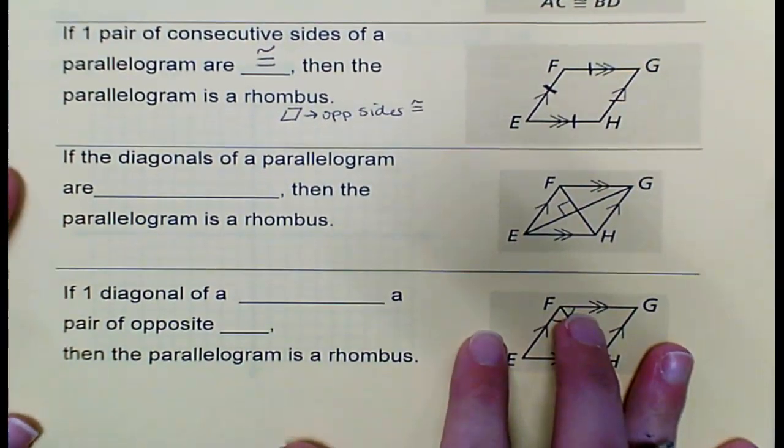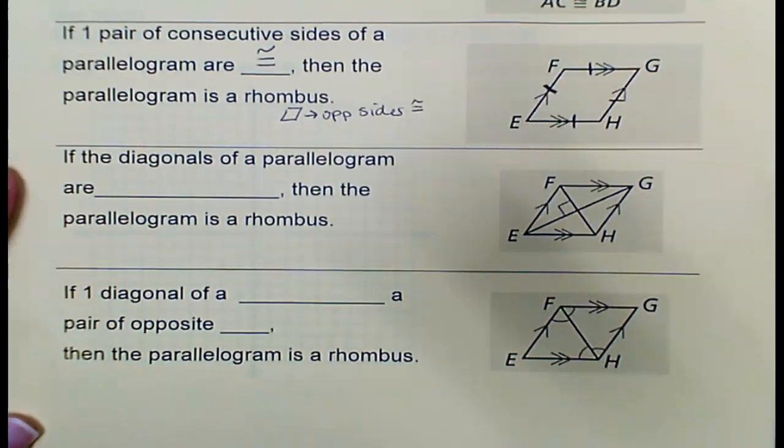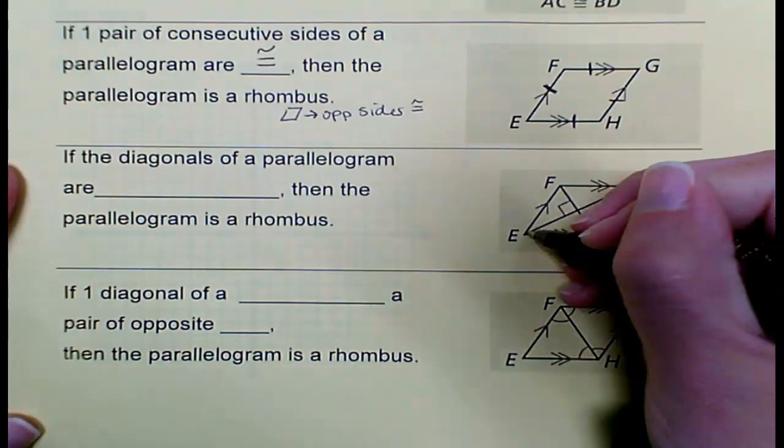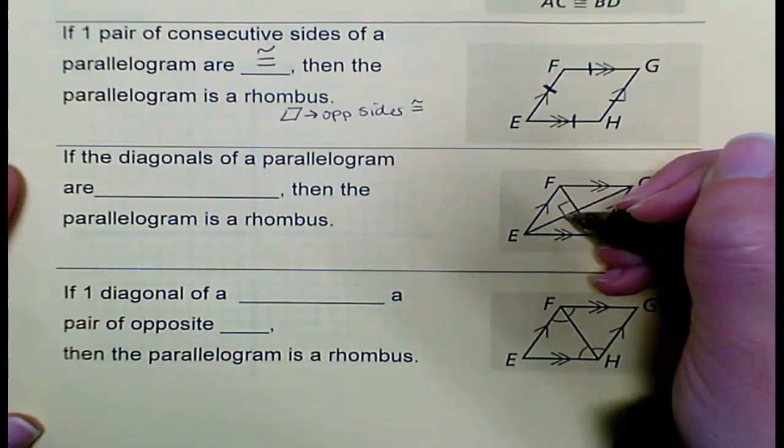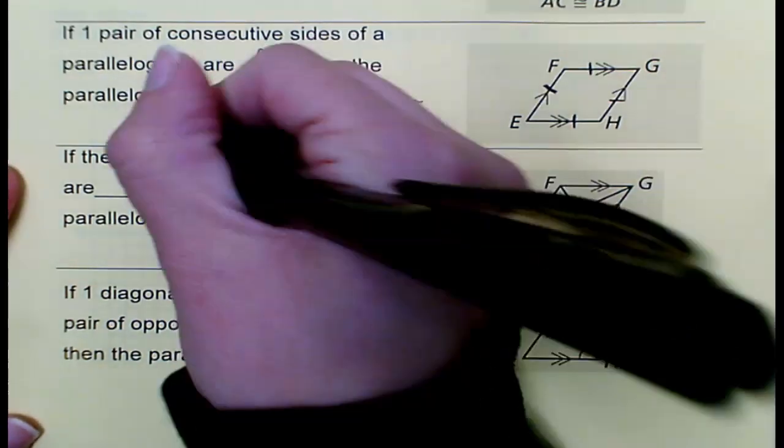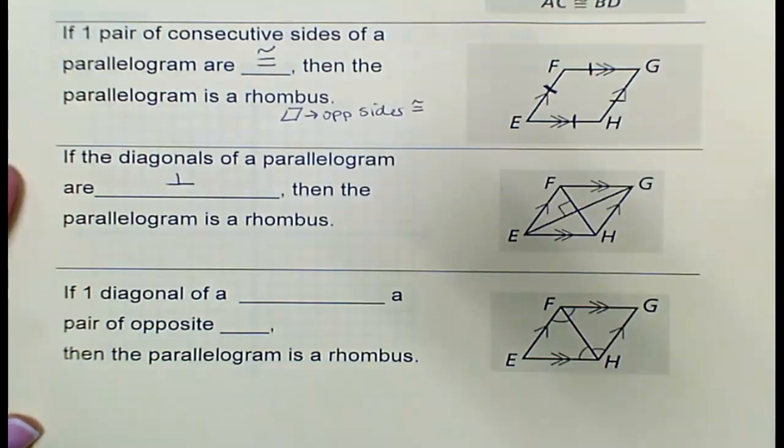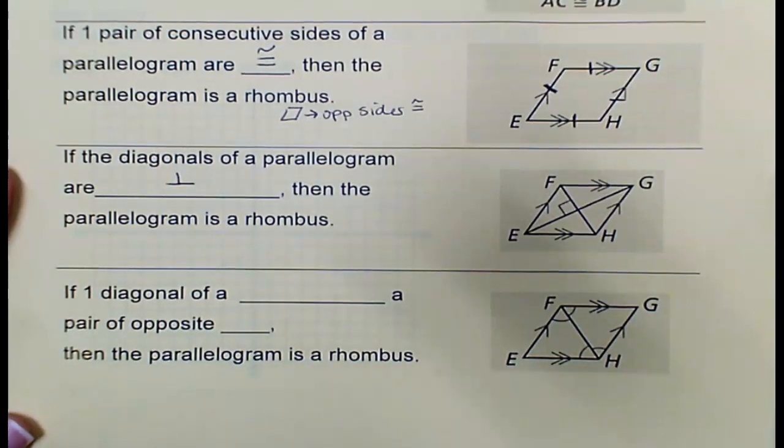Okay. The next one says, if the diagonals of a parallelogram are blank, then the parallelogram is a rhombus. Here are my diagonals, and they have a right angle. So that means that my diagonals of the parallelogram are perpendicular. And if they are perpendicular, then that means the parallelogram is a rhombus. This again is the converse of one of our properties from our special parallelograms notes previously.